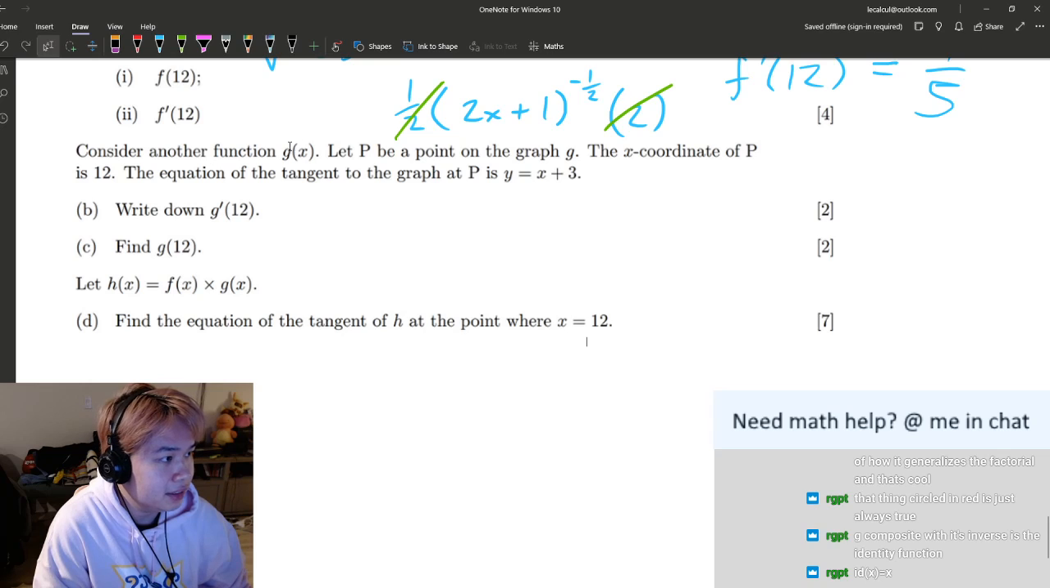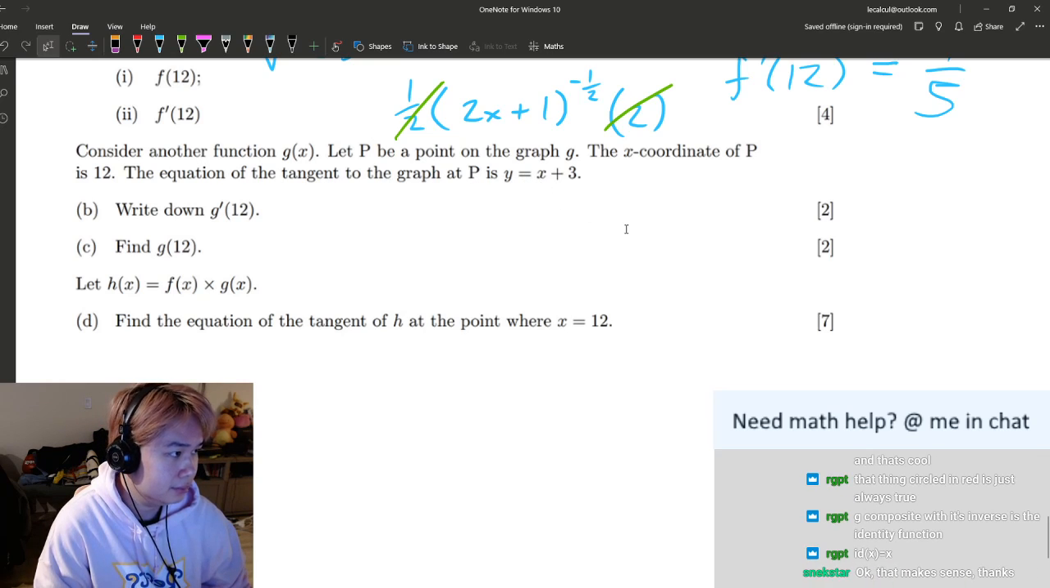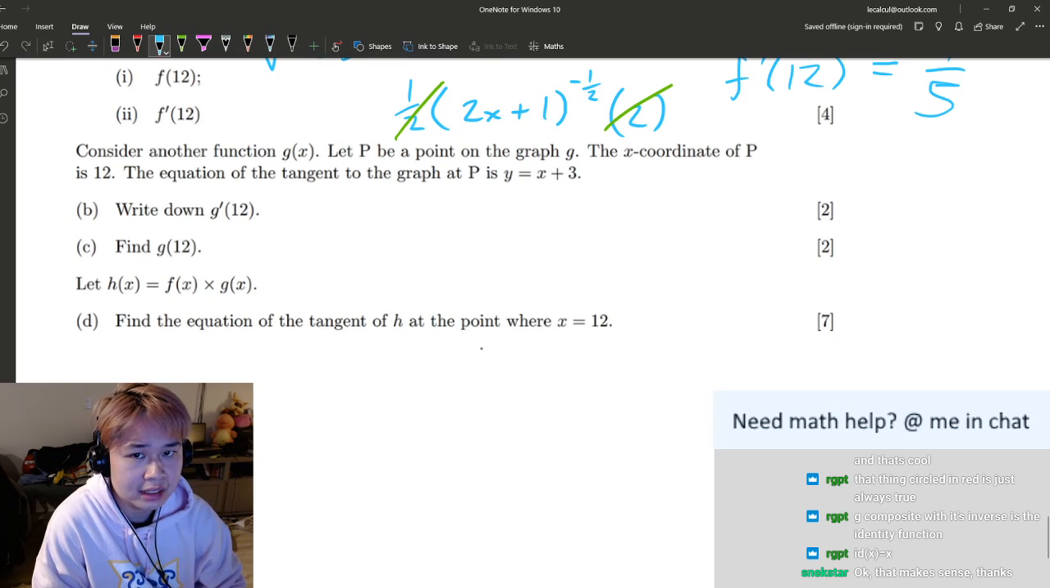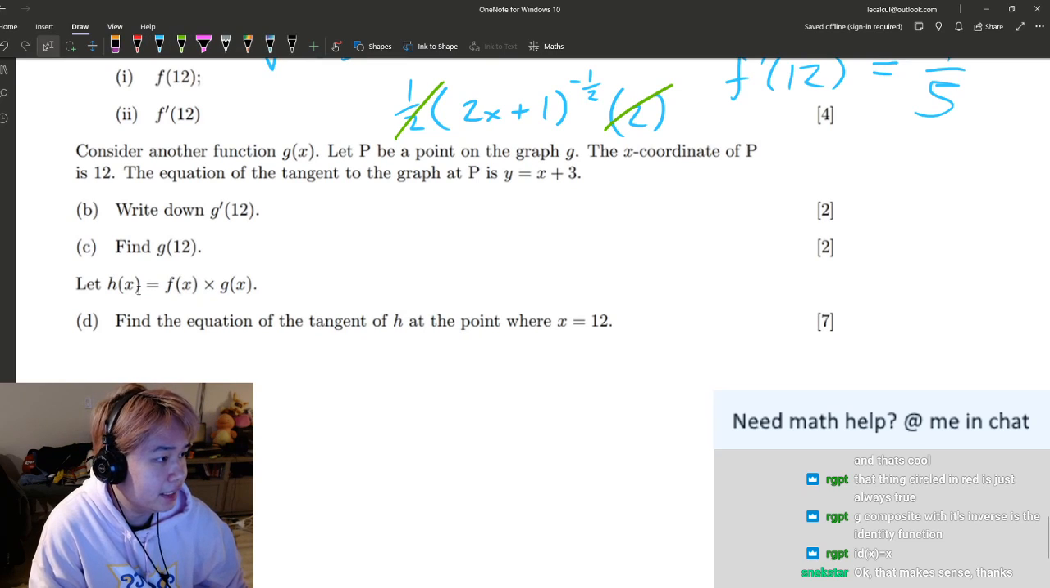Okay, and then we have another function g, and then p is going to be a point on the graph of g. The x-coordinate of p is 12. The equation of the tangent to the graph at p is this. Write down g of 12. Okay, g prime of 12. So this is the tangent slope at 12, and we already know the equation of the tangent line. So this has a slope of 1, so the derivative is 1 at 12.